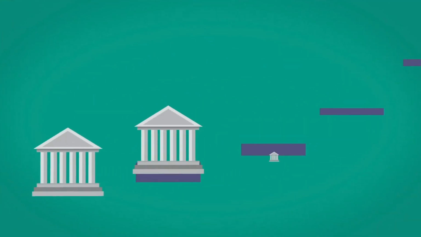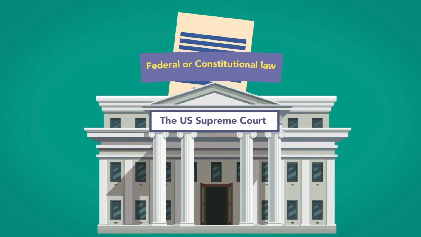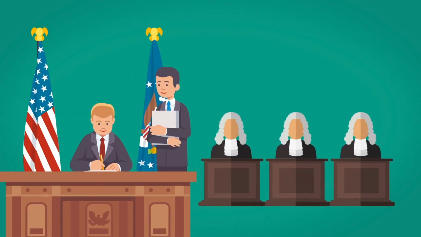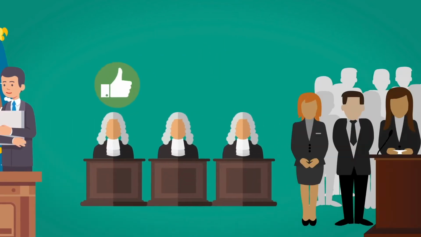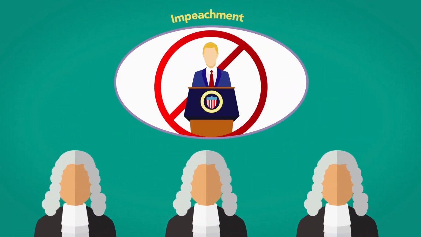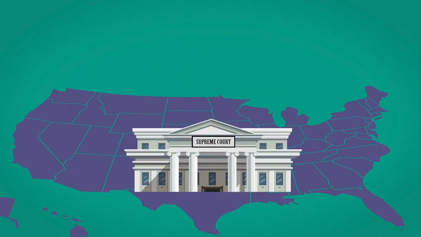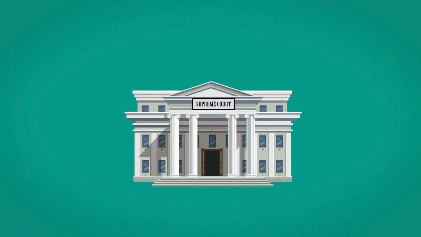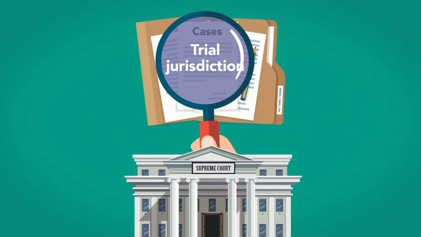The U.S. Supreme Court is the highest court in the country. Its decisions on all matters involving federal or constitutional law are final. Supreme Court justices are appointed by the president for life with the advice and consent of the Senate and can be removed only by impeachment. The Supreme Court has appellate jurisdiction over all U.S. courts, state and federal, and original trial jurisdiction over some cases.